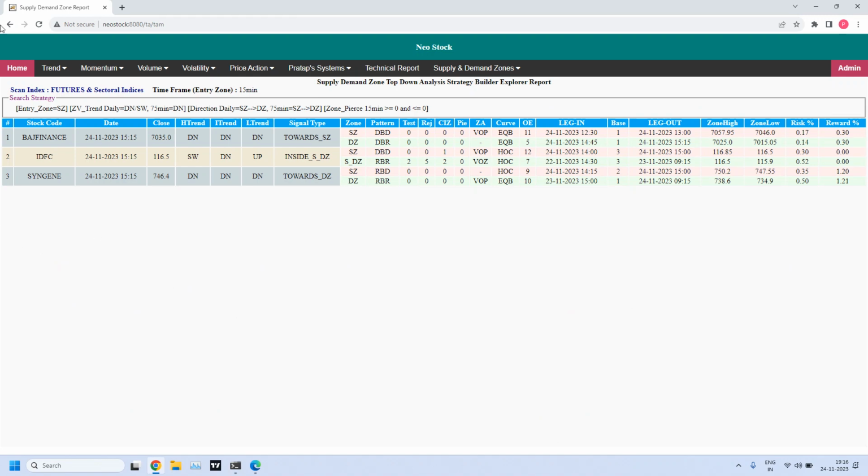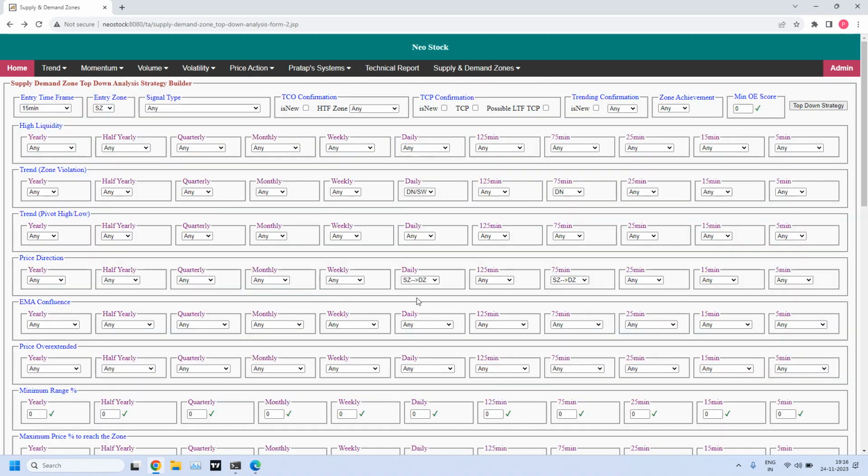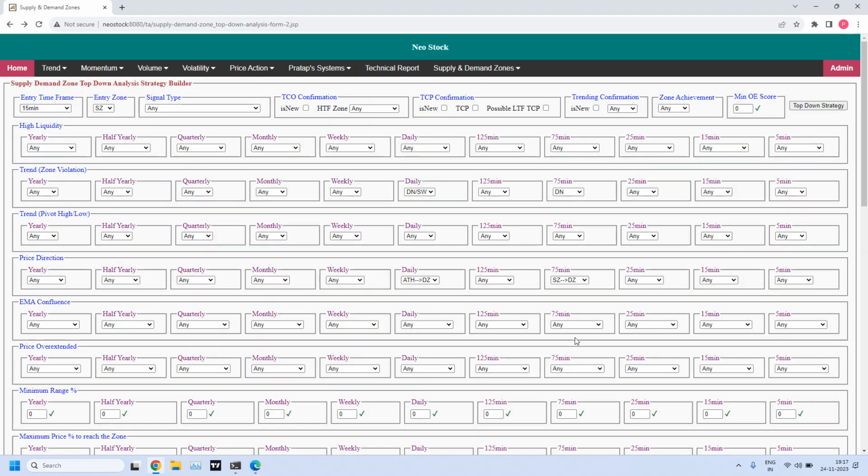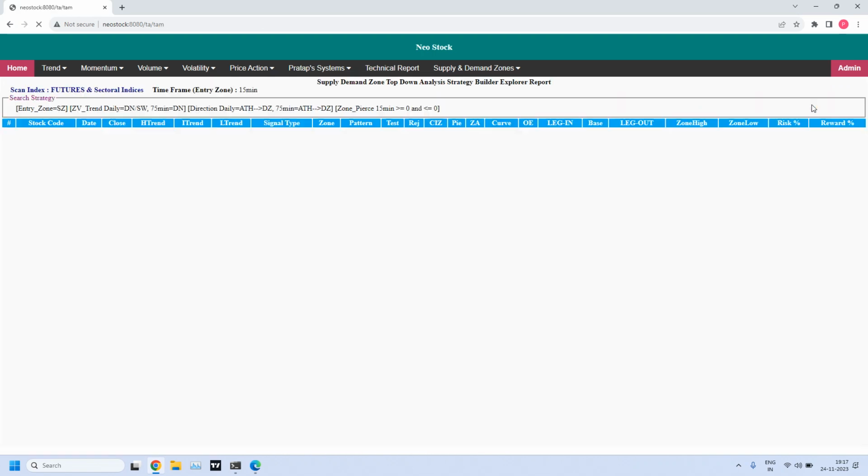Now let us look into the second report. What is the second report? The price direction on the daily time frame should travel from all-time high to demand zone. 75 minutes supply zone to demand zone. Let us filter. No stocks are there. Similarly, let us change 75 minutes also to all-time high to demand zone. Mostly you don't get the stocks. No stocks.